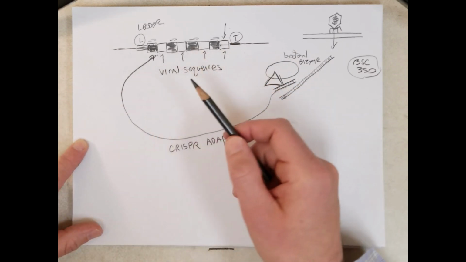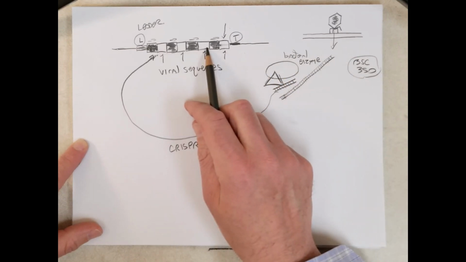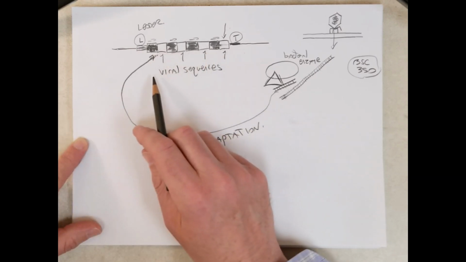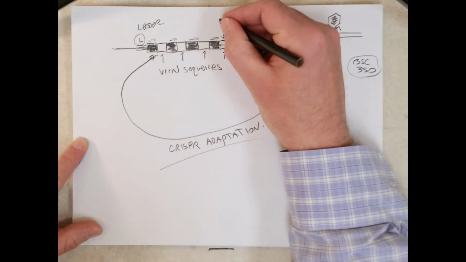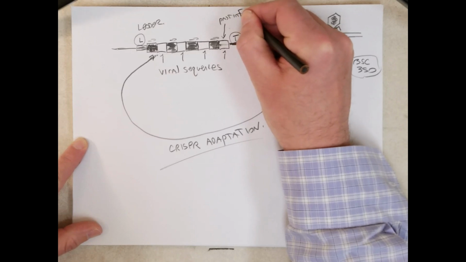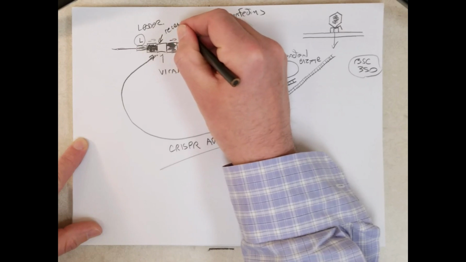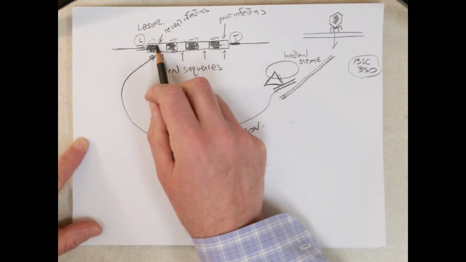Okay, so what good is a sort of memory of the viral DNA that infected the bacterium in the past, or the bacterium's ancestors in the past? What good is that? Okay, we're going to cover that in a second. So just let me point out, past infections would be closer to this end. Recent infections, the viral sequences from recent infections, would be closer to the leader end.